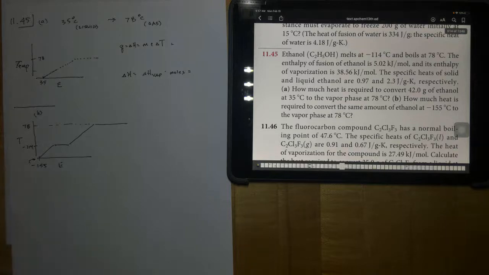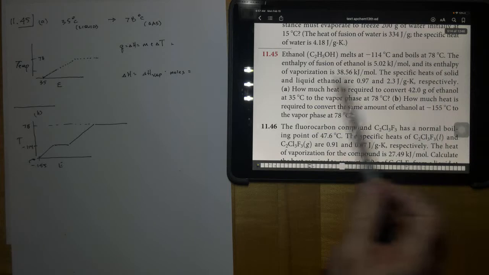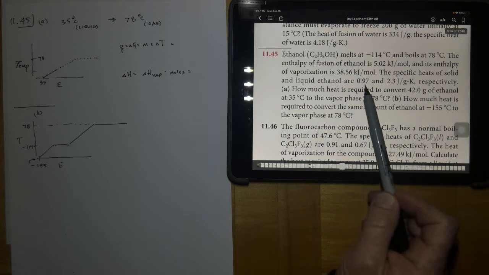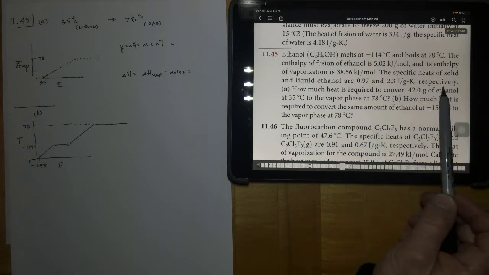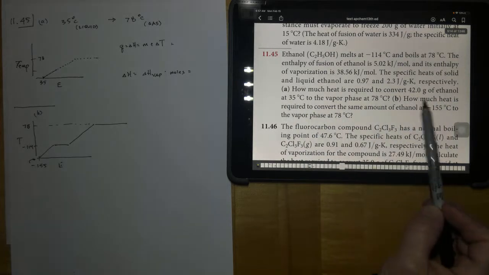All right, here goes number 45. Ethanol melts at, boils at, the enthalpy of fusion is, enthalpy of vaporization is, and the specific heats of solid and liquid are, respectively. Letter A, how much heat is required to convert 42 grams of ethanol?